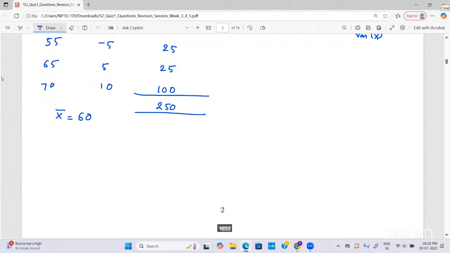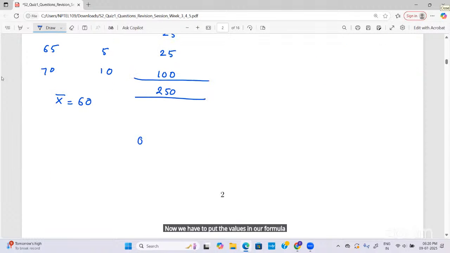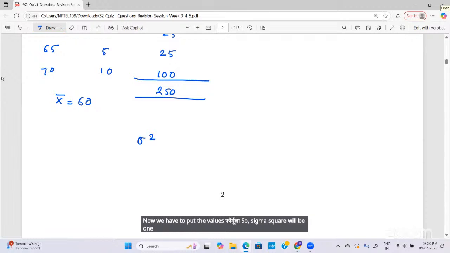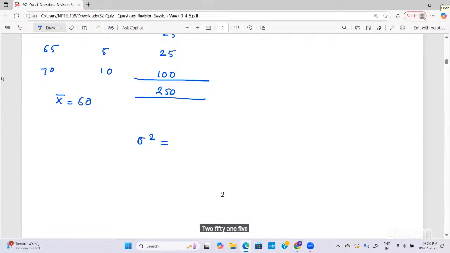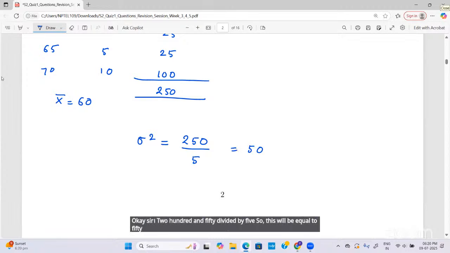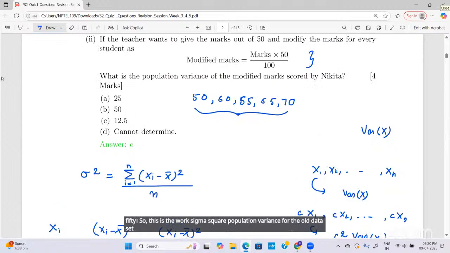Now we have to put the values in our formula. So sigma square will be 250 upon 5, which is equal to 50. 250 divided by 5, right? So this is our sigma square, the population variance for the old data set.